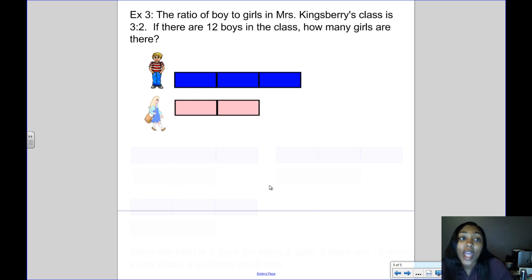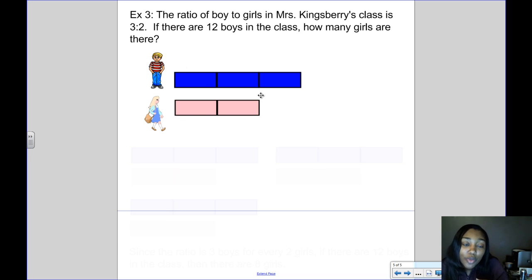So then our last example: the ratio of boys to girls in Mrs. Kingsbury's class is 3 to 2. And we know the 3 goes with the boys and the 2 goes with the girls. If there are 12 boys in the class, how many girls are there? Again, you have to look at the ratio as one group. And when you do your tape diagram, you need to base it off of that first ratio.